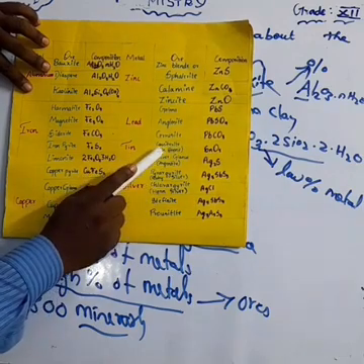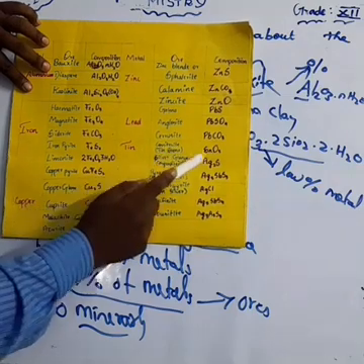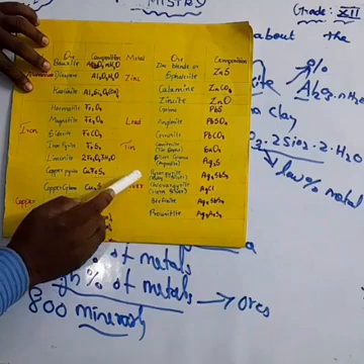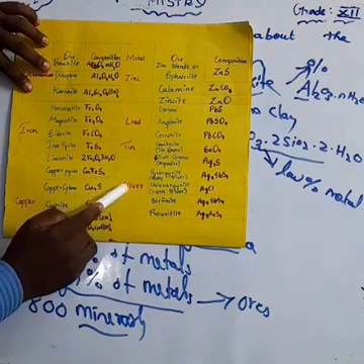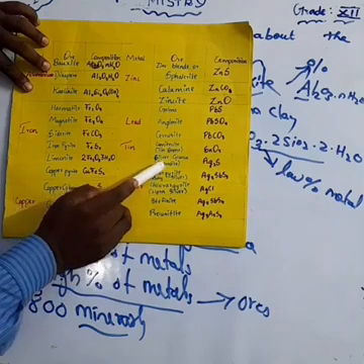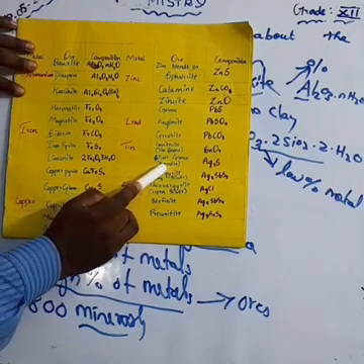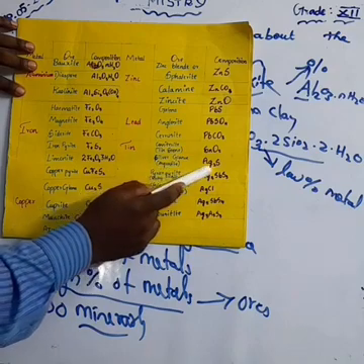Next metal, tin. It is tin stone. What is the formula? SnO2. Next, silver. Silver also has five ores. One is silver glance, argentite. What's the formula? Ag2S.